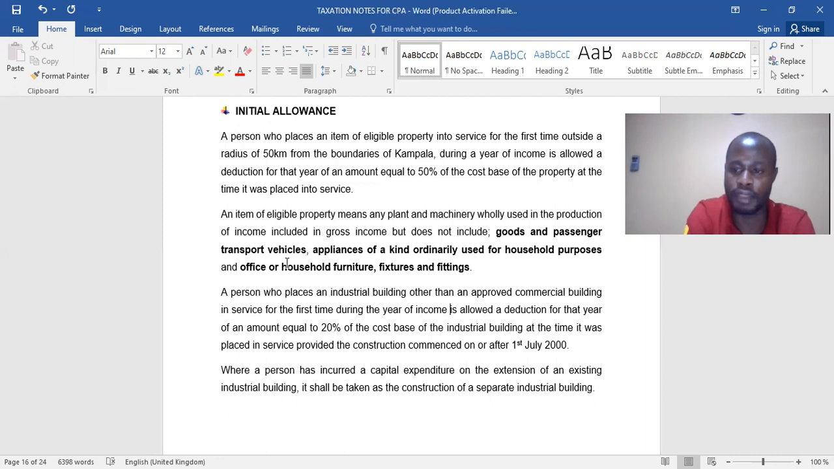Now, in the forthcoming amendments, once a building qualifies for initial allowance, there would not be any other capital allowance in the year in which initial allowance has been claimed. That means the legislators are trying to avoid double capital allowance on a given asset. So in this case, for a building which qualifies for initial allowance, you would not compute industrial building allowance in the year the building was put into service for the first time. So if you have computed initial allowance on a given building, then the industrial building allowance will apply in the forthcoming year.